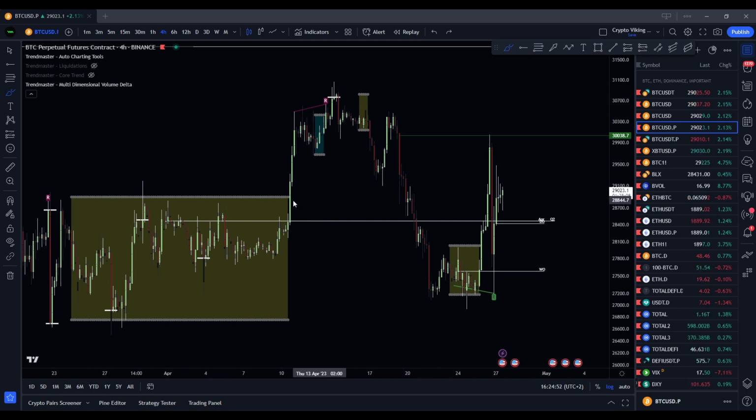Also, to the upside, now that we're going back up, we can see that there's also some structure here where we're kind of failing. And on the lower time frame, we failed at the range we were supposed to fail at, but it just nuked off because of some FUD.